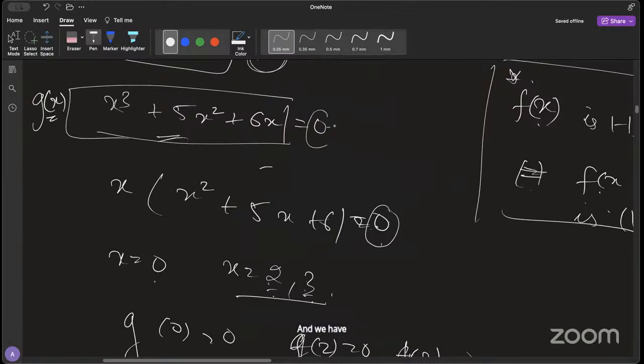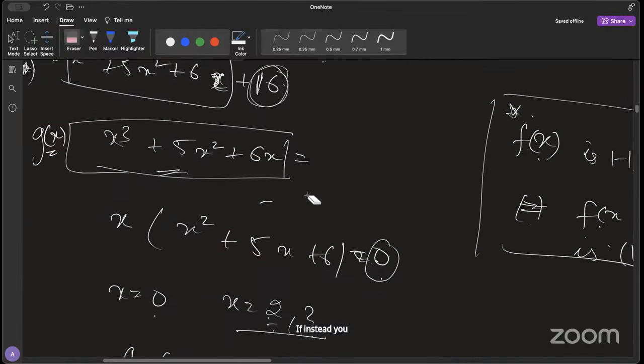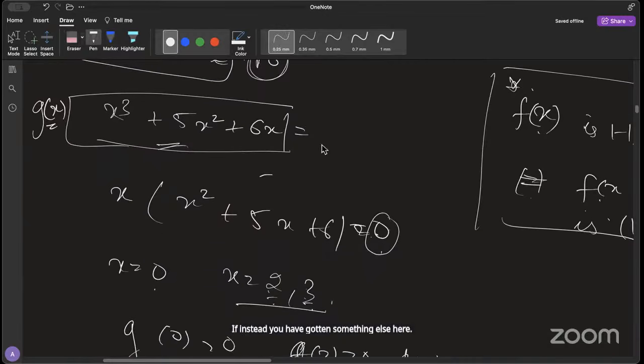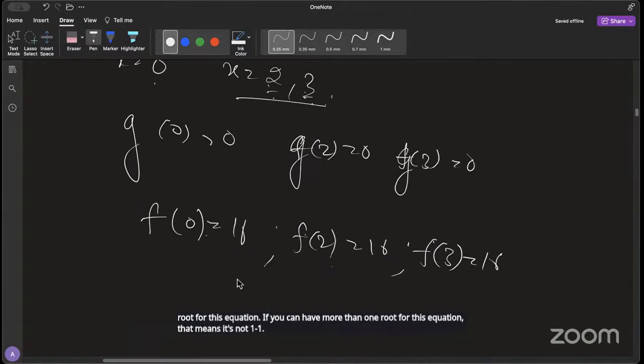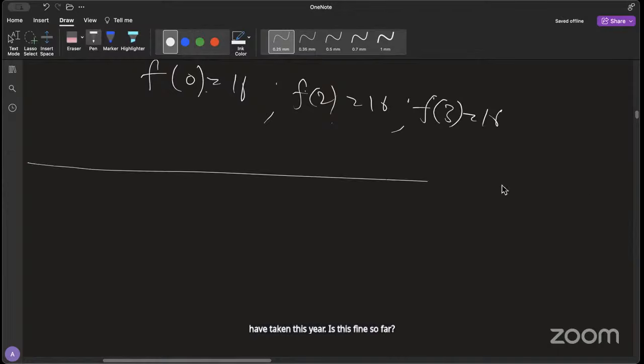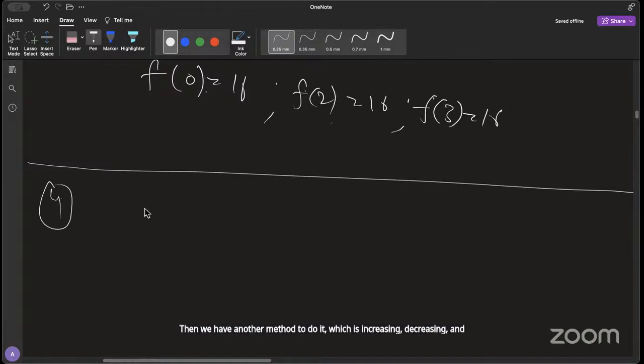And we have particularly chosen 0 here. Sometimes, if you have gotten something else here, you can choose some other constant too, that's fine. If you can find the roots for this equals c more easily than 0, then just put this equals c and try to find if you can have more than one root for this equation. If you can, that means it's not 1-1. I've taken this here. Is this fine so far? Okay. Then we have another method to do it, which is increasing, decreasing, and it's a theorem.